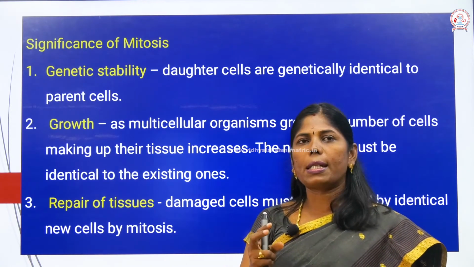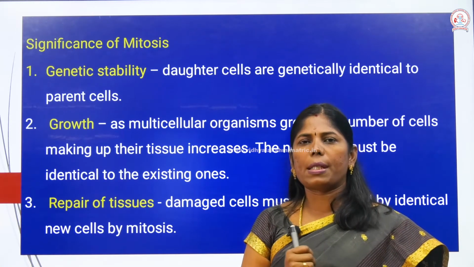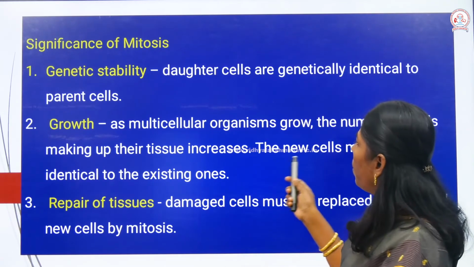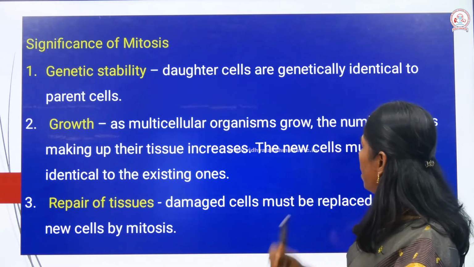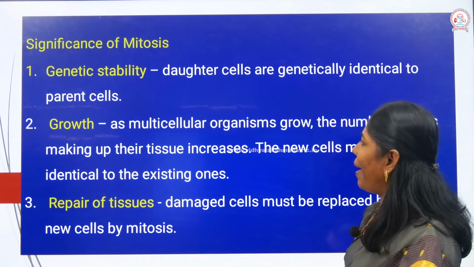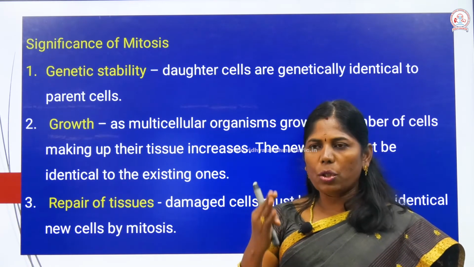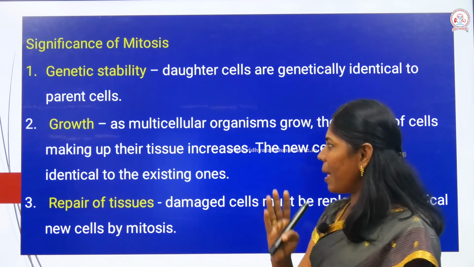Meiosis takes place in the reproductive cells. Mitosis takes place in somatic cells. The number of cells making up the tissues increases, so the size of the tissues increases. The new cells must be identical to existing ones. We cannot see any different cells. Whatever is in the parent cell, we can see in the daughter cells. It is exactly the same.